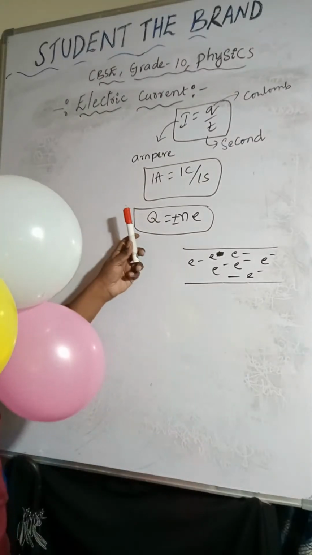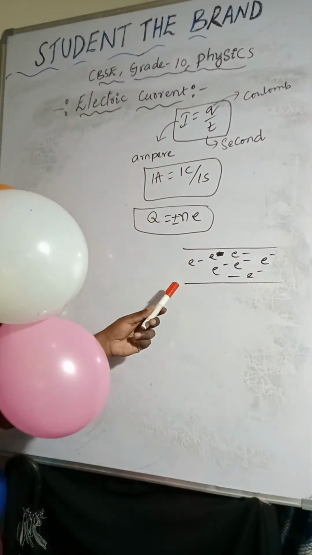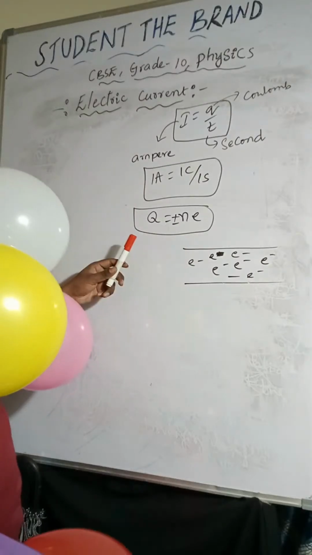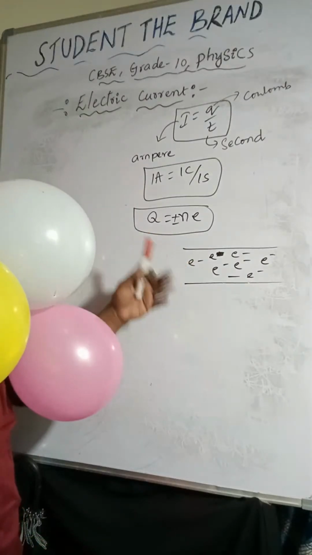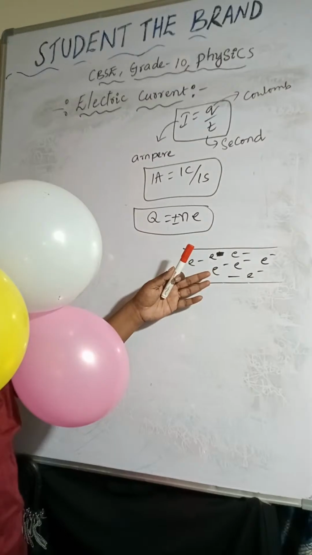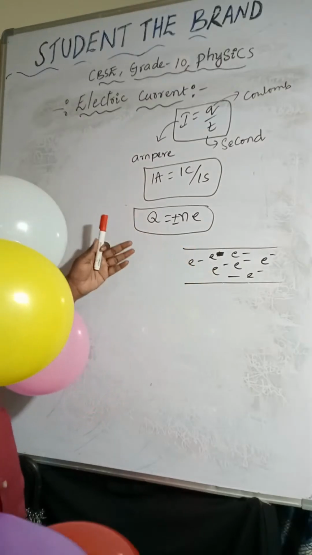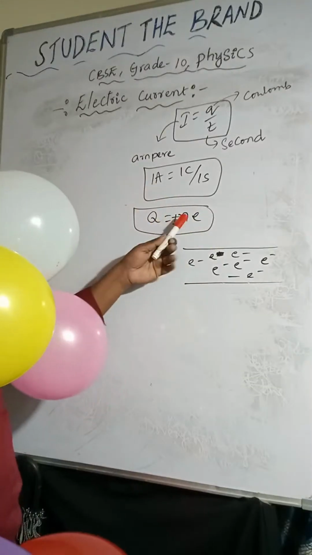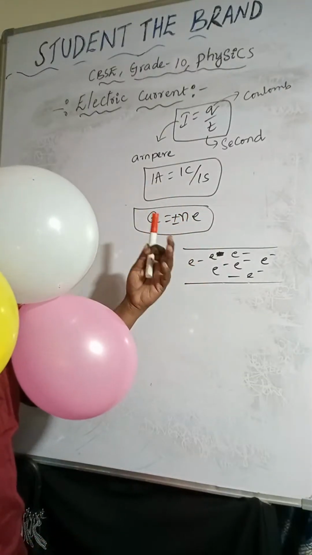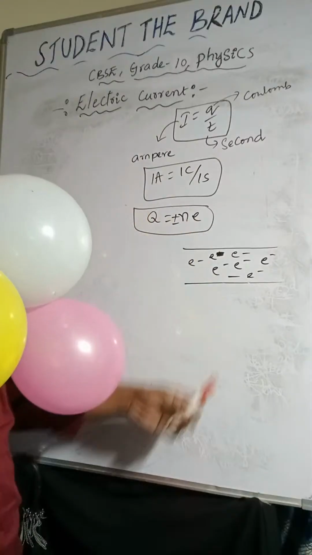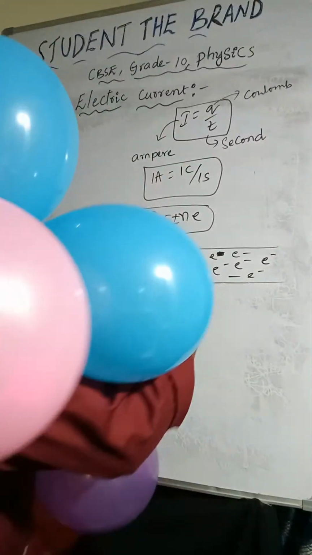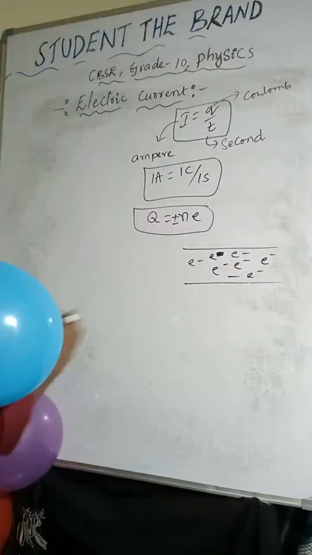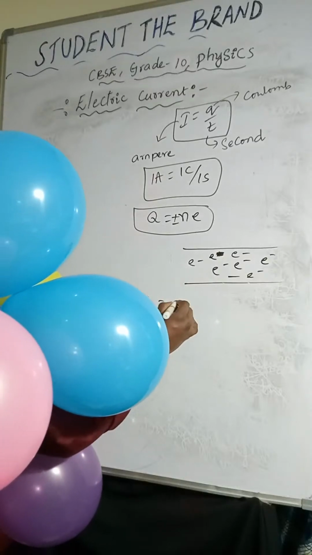So a number of charges are moving inside of the conductor. Yes, a number of electrons are moving inside of the conductor. That's why we take quantization, integral multiple. That's why Q equal to plus or minus Ne. Now I equal to Ne by T.